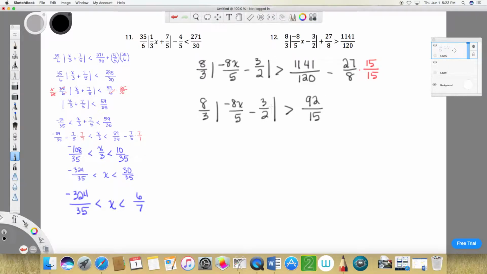So now to get the absolute value by itself, I'm going to multiply both sides by the reciprocal of this coefficient. The reciprocal of 8 over 3 is 3 over 8. Since it's a positive value, I don't have to change the direction of the inequality arrow. And so here, these cancel, and I've got my absolute value now by itself.